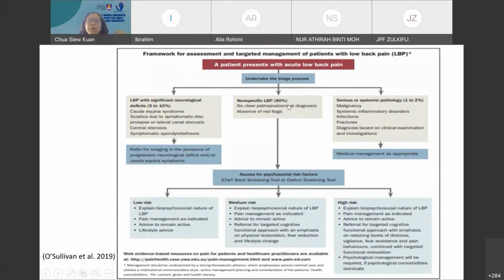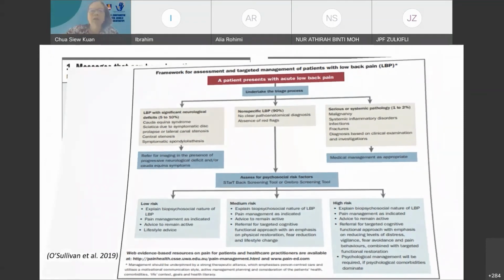We need to target this group of people so that they do not end up with chronic low back pain and some psychobehavioral problems. For this model, they divide patients based on whether they are low risk, medium risk or high risk of ending up with psychological problems. The treatment proposed always focuses on the biopsychosocial aspect, such as education, then pain management and advice to remain active. This is the current guidance.